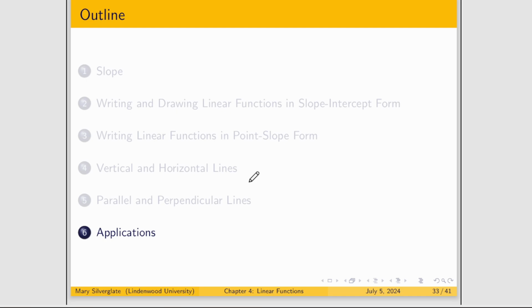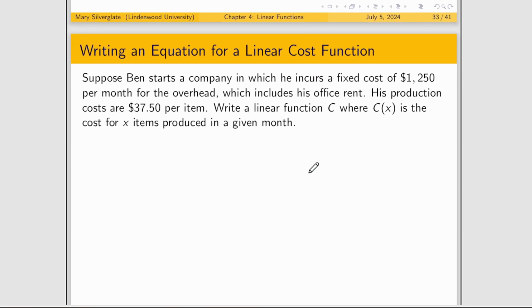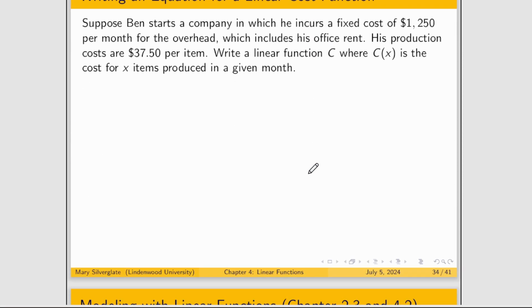Let's talk through a few applications. When we're thinking about applications, we want to think about what information they are giving us. In particular, we're always on the lookout for any information about a rate of change. It may be a potential y-intercept or a potential point. So let's take a look at this first example.